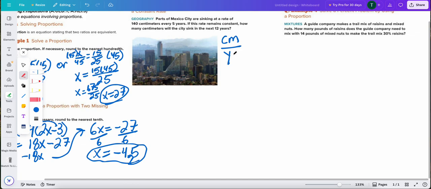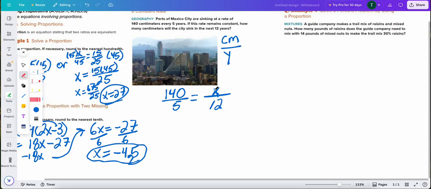So in 5 years, it sunk 140 centimeters. So I'd have 140 over 5 for what we know. We want to figure out how many it sinks in 12 years. So I put 5 years on the bottom, so I have to put 12 years on the bottom. And then I would put x on top. That's what I meant to say, because it's where our unknown is, because we don't know those centimeters.